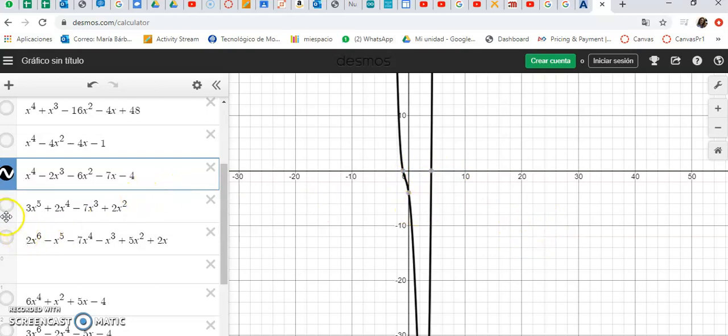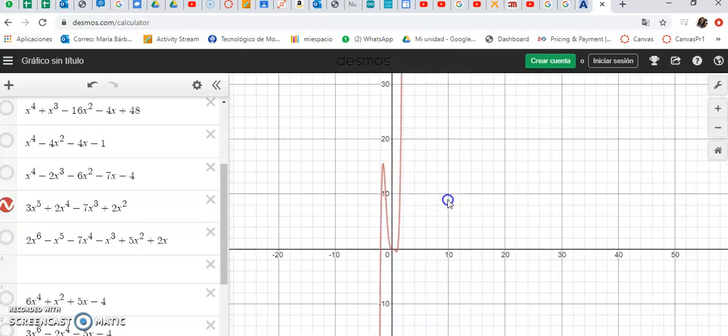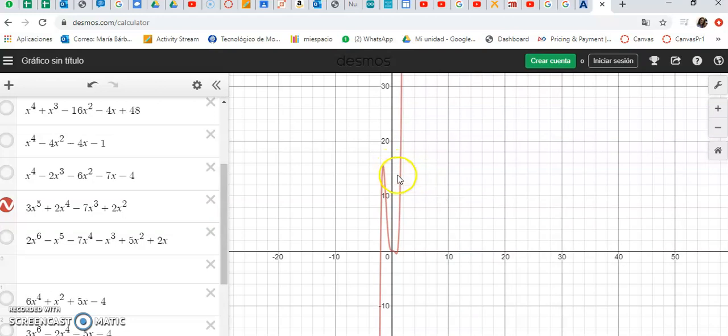Okay, let's continue checking other two examples that I prepared here. In this case, look, dear students, the degree of this polynomial is a fifth degree. So how many roots do we have to find? 5. Look, first the behavior. As the degree is a fifth degree and the leading coefficient is positive, it is falling to the left and it is raising to the right, as you can see. Okay? Now, let's focus in the number of roots.